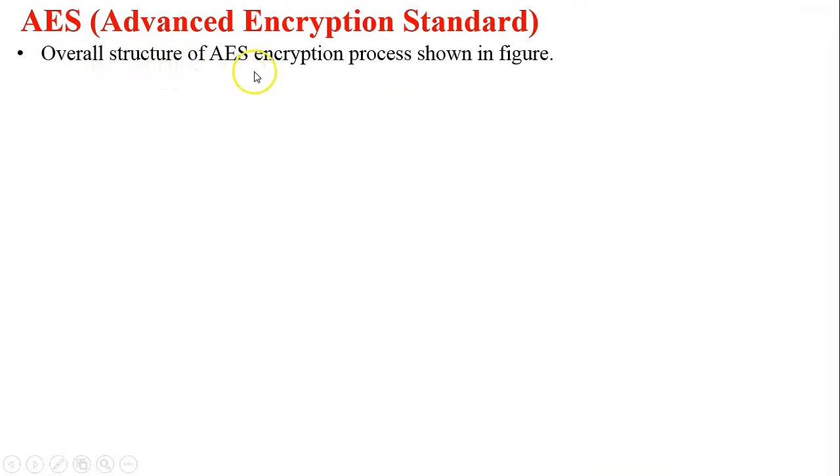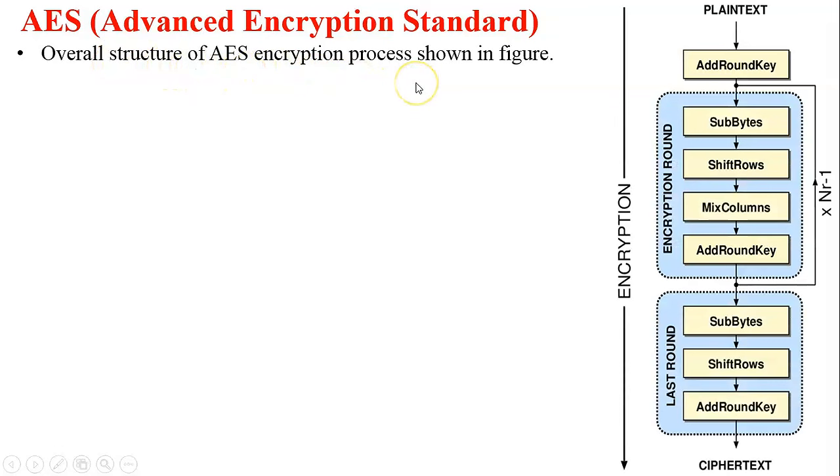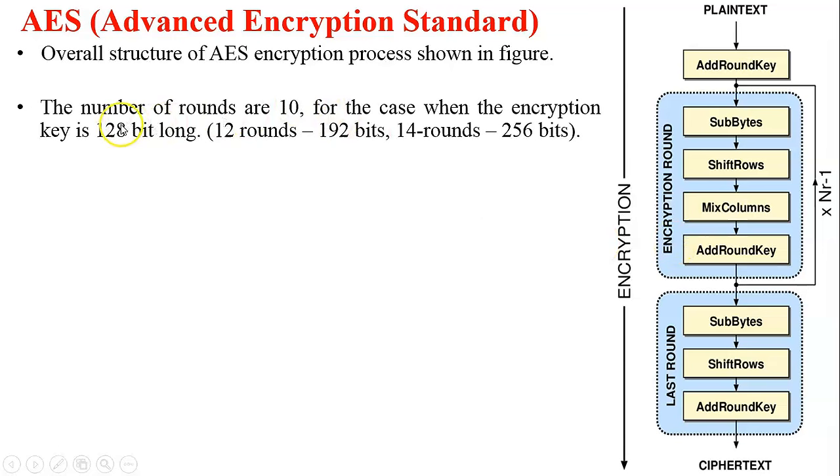Now the overall structure of the AES encryption process is shown in the figure. In this figure you can see the plain text applied to the add round key, and different encryption rounds will be performed over here. We have already discussed that if you want to use a 128-bit key, it performs 10 rounds, we can say 0 to 9. If you want to use 192-bit, it performs 12 rounds, and for 256 bits, it performs 14 rounds.